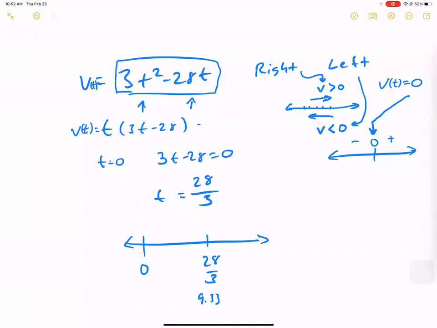Okay, so instead of me actually checking at 1, 2, 3, 4, 5, 6, 7, 8, 9, 10 to figure out when you did change directions, we just know where the 0 is. You stopped here. Why'd you stop? And then we go ahead and test the right and left side.